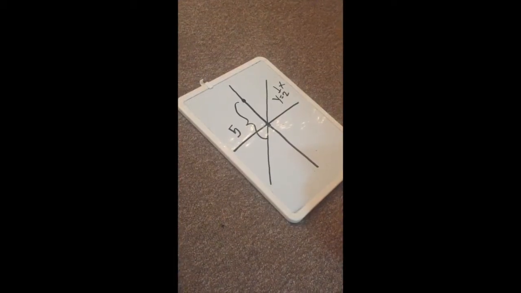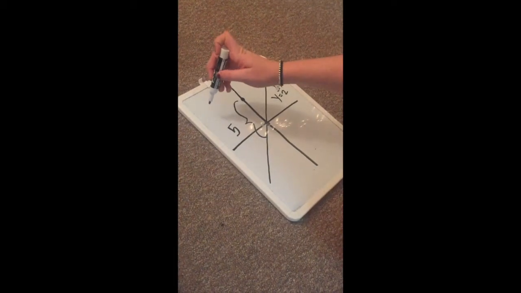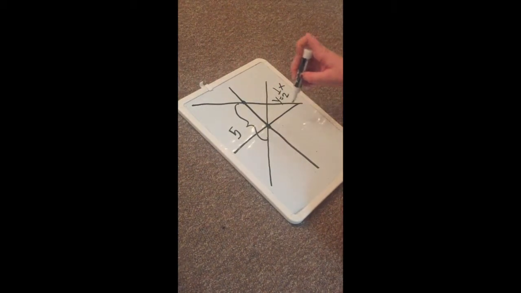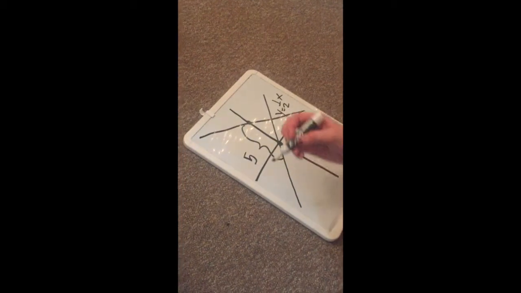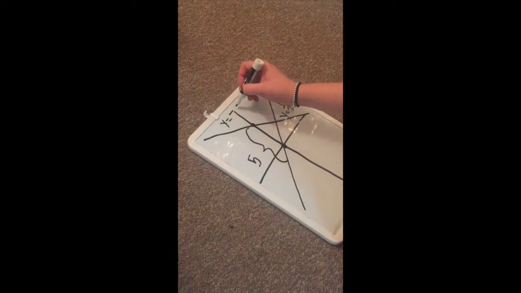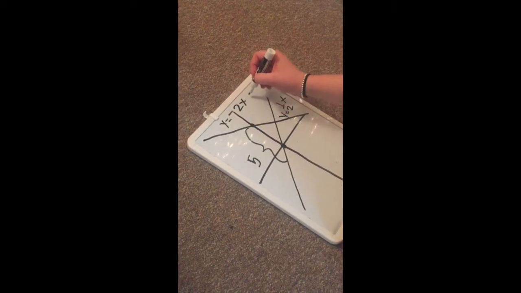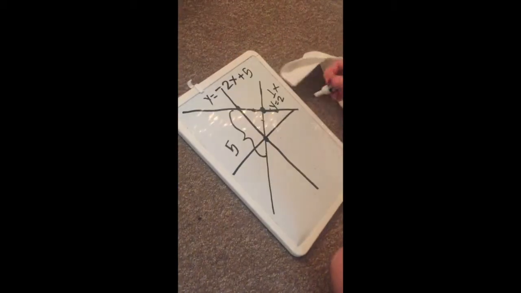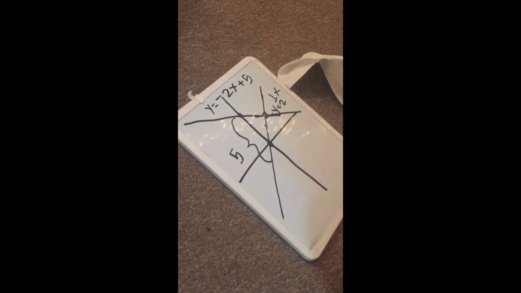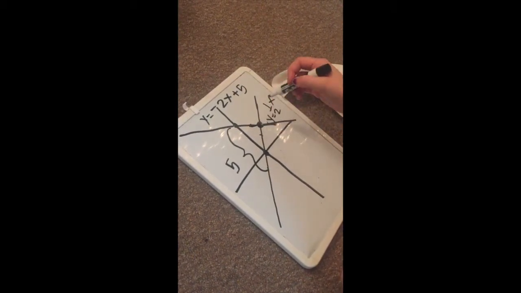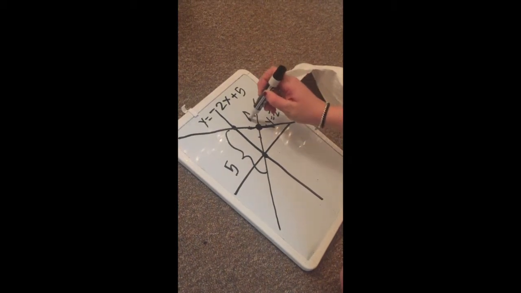Now we're going to draw in our perpendicular line, which will go through this point. The equation of that line is y equals negative 2x plus 5. Since these two lines are perpendicular, we next have to find the point where they cross each other, which is right here. We're going to label this point A.